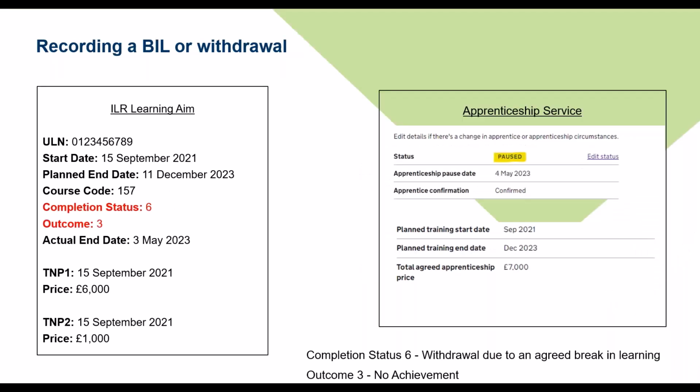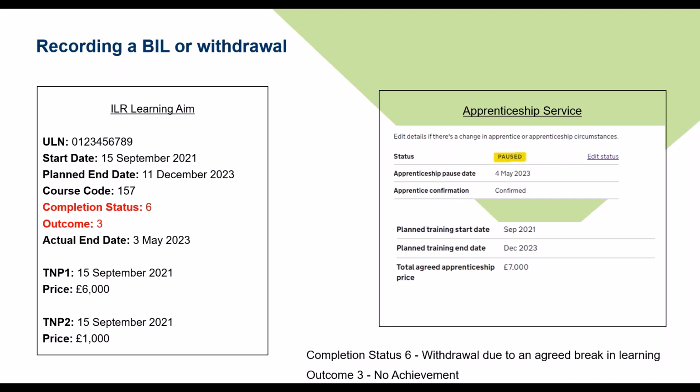Next slide, please. So this slide shows how we would record a learner as going on a break in learning. And the way you record this is the same whether there has been a change of employer before the apprentice takes that break in learning or not. So on the left, we've got the ILR, and effectively what we do is we close that learning aim.